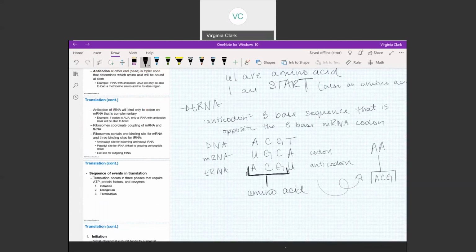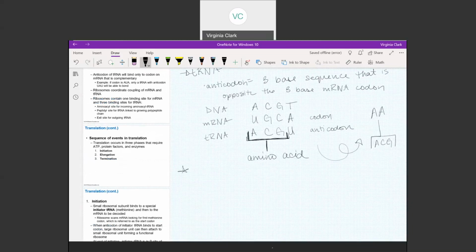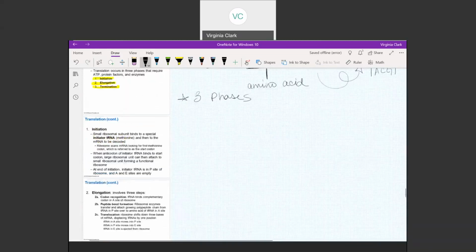But translation will have a sequence of 3 phases, just like transcription. So transcription had 3 phases. Translation also has phases. And they're also going to be named the exact same thing: initiation, elongation, termination. So it's a very similar process, but they're going to be named different things. So first part, initiation.